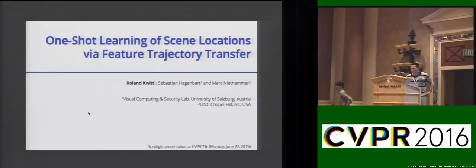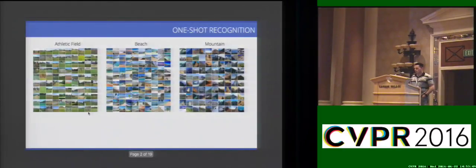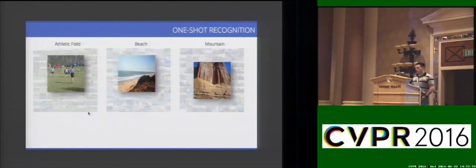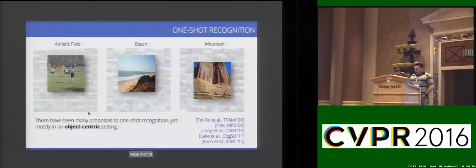So in this work entitled One-Shot Learning of Scene Locations via Feature Trajectory Transfer, we investigate the problem of one-shot learning, that is, given visual categories and you only observe one image of each visual category, you want to train a classifier to decide to which category a novel image belongs to.